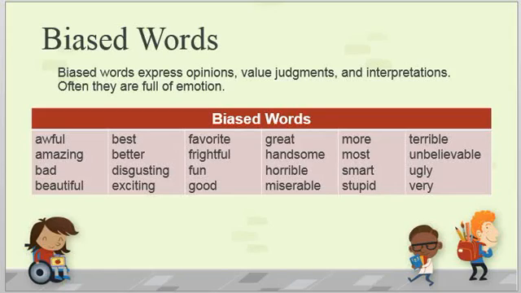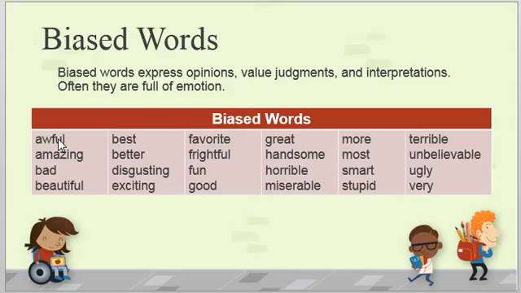When we talked about fact and opinion, I mentioned biased words. Biased words express opinions, value judgments, and they make interpretations. They're often full of emotions. Take a look at some of the biased words on this chart. Awful, amazing, bad, beautiful, best, better, disgusting, exciting. All of these different bias words and many more give us a clue that is what a person is thinking and feeling, because we all have different perspectives.